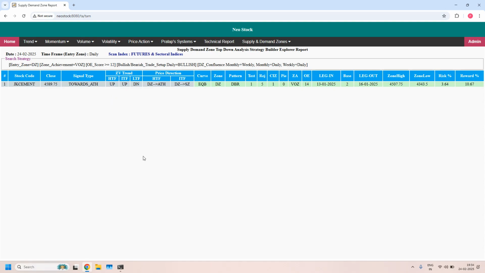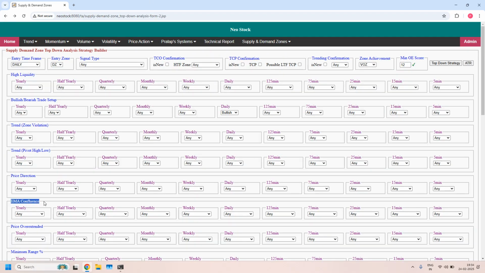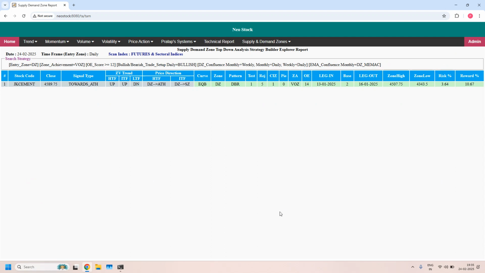If this monthly demand zone is having monthly EMA confluence, it could be an even more high probability trade setup supported stock. Let's verify. In the EMA confluence, at monthly time frame, checking monthly demand zone having monthly EMA confluence. So it is filtered. So it's an even more high probability trade setup supported stock, and moreover it is tested. And now price is moving to all-time high. Maybe tested today, maybe.